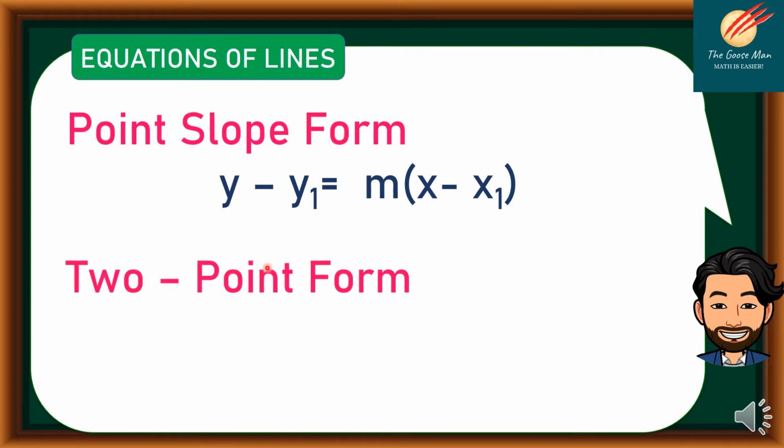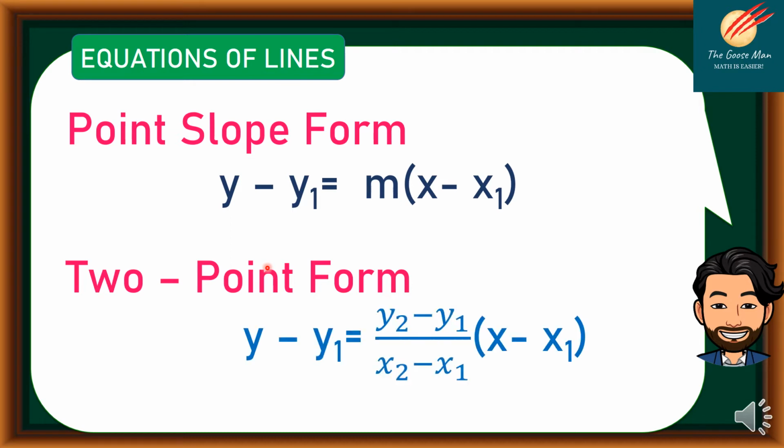On the other hand, if we have two-point form, we have the equation y minus y sub 1 is equal to y sub 2 minus y sub 1 all over x sub 2 minus x sub 1 times x minus x sub 1. So if you will recall, the slope is the same as the change in y all over the change in x.